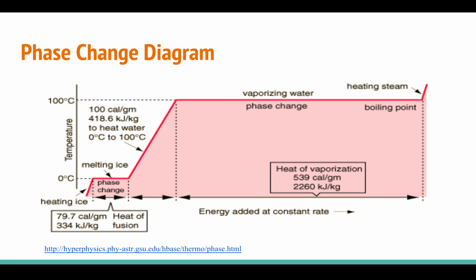That's why in the diagram, as the energy added onto the ice increases, the ice's temperature also increases. But when it becomes melting ice, the ice's temperature stops increasing as well. The same thing happens when water heats up and becomes a gas. The changing of solid to liquid, or vice versa, is called fusion. The changing of liquid to gas or vice versa is called vaporization.